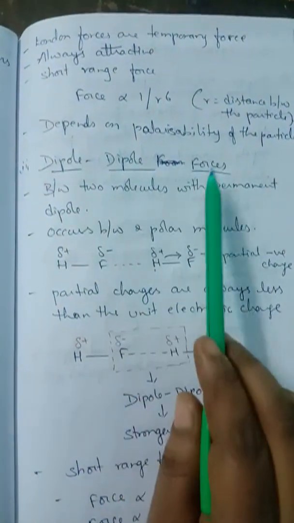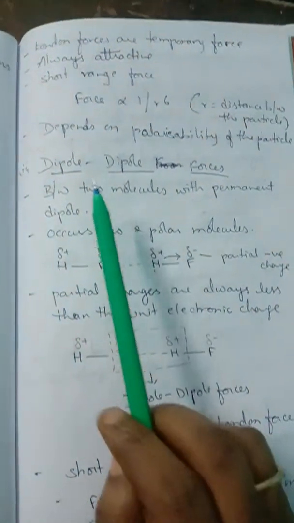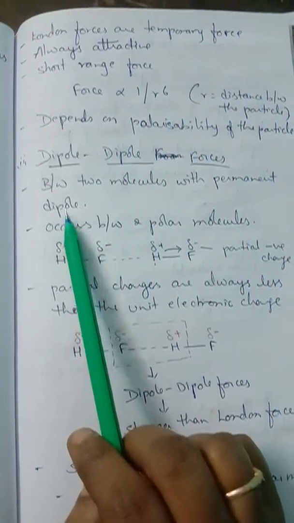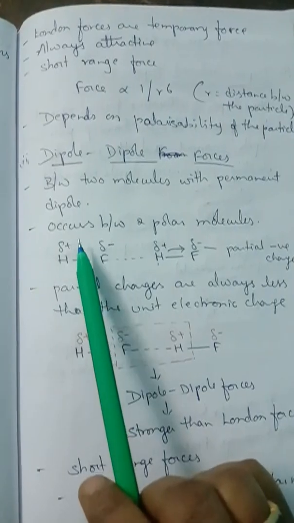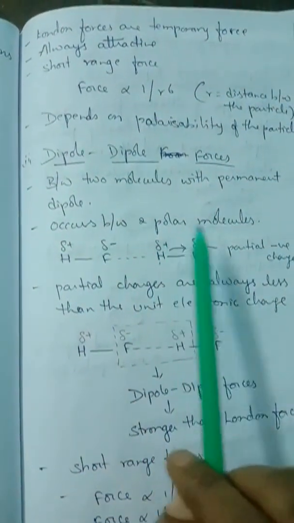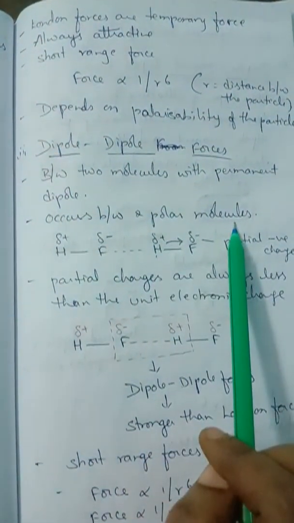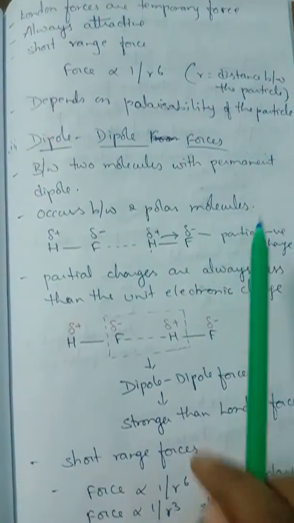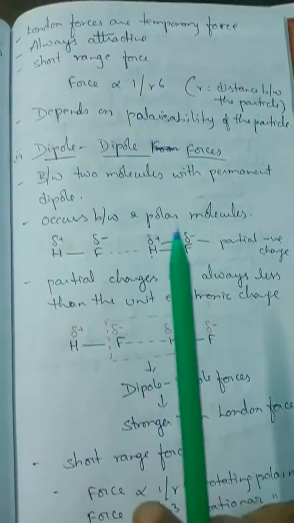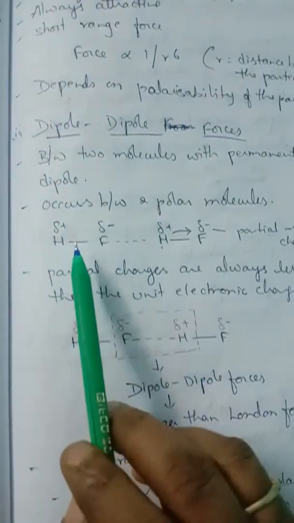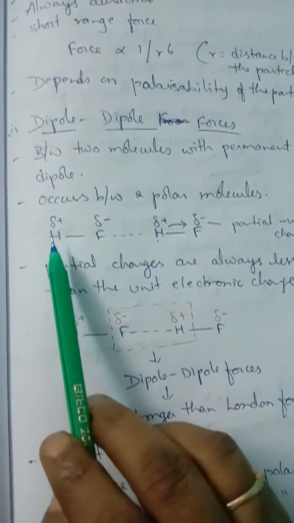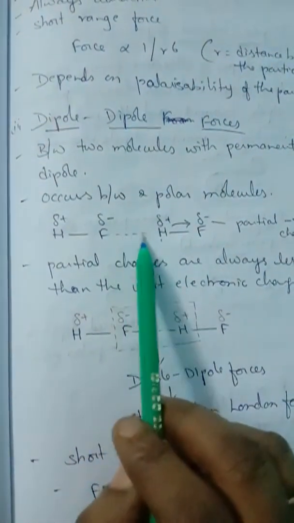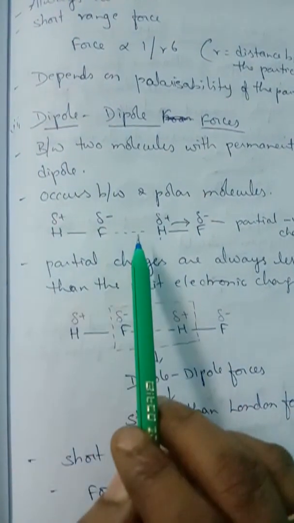Dipole forces will be present between two molecules with permanent dipole. That means it occurs between two polar molecules. What do you mean by polar molecules? When two atoms do not share electrons equally in a covalent bond, they are called polar molecules. For example, I have taken these polar molecules. Look here, hydrogen has a bond with fluorine, and this is hydrogen bond. We already discussed this in the previous class.